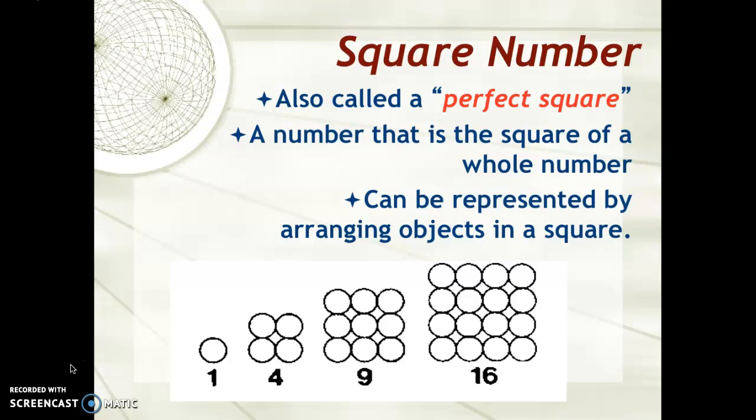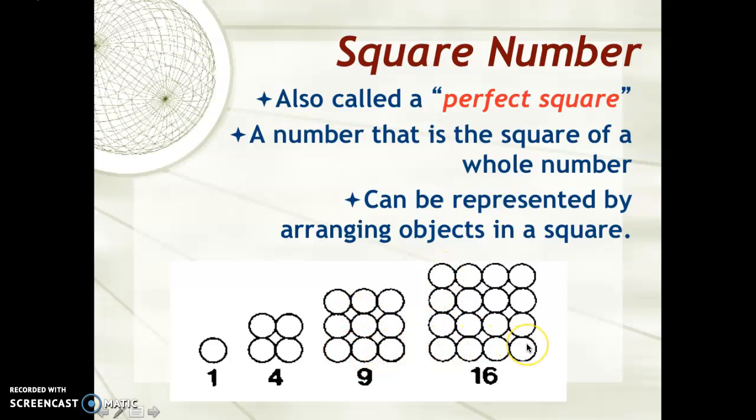So for example, if we're talking about these circles, one circle has an area of one circle. With 4 circles right here, the area is 4, a square made up of 2 circles by 2 circles. We can make a 3 by 3 square by putting 9 circles together. So 3 side lengths, 9 is the area.